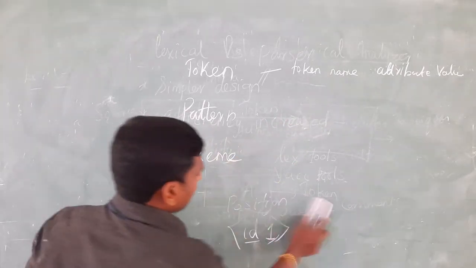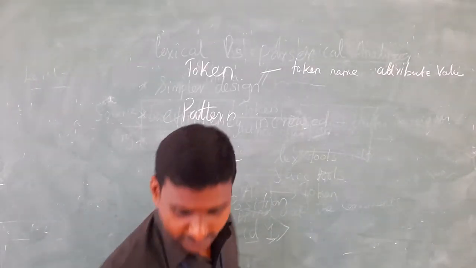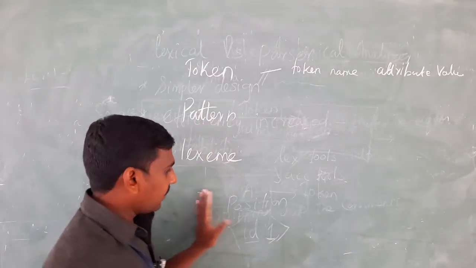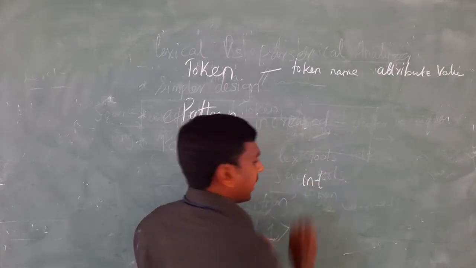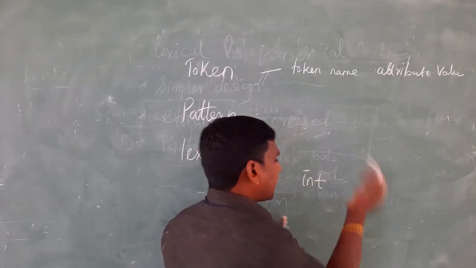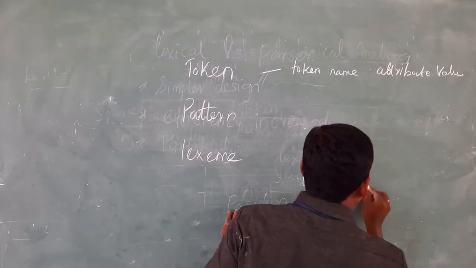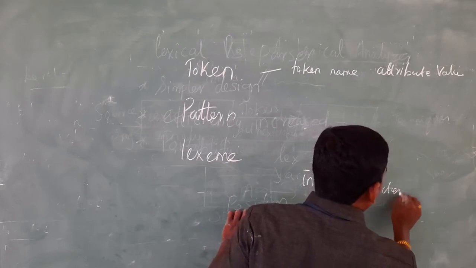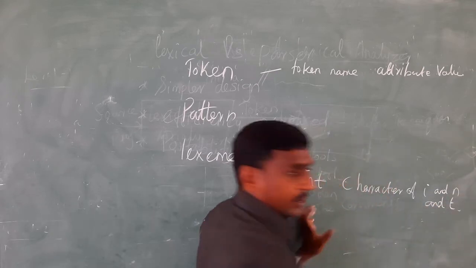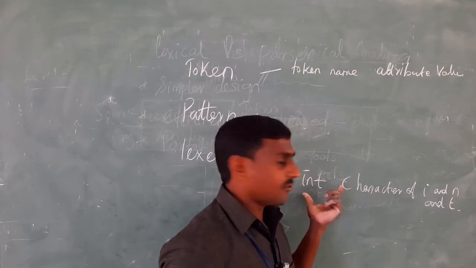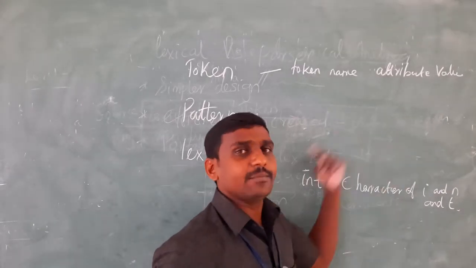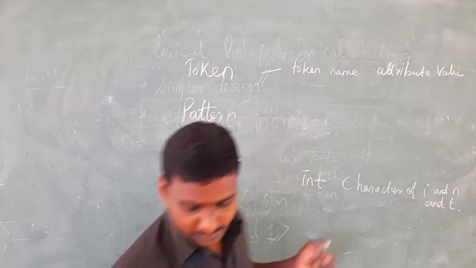And a pattern is a description of the format of the lexeme. One example: if I write int, int is a keyword, so int is a lexeme. The pattern describes what int is, so I will write the characters I, n, and t. It says that int is a sequence of the characters I, n, and t. It describes the lexeme.